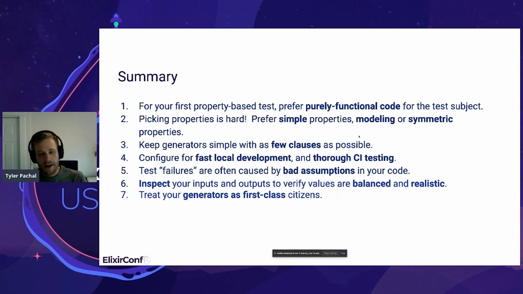Test failures are caused by bad assumptions. Yes, that's definitely true. 6 and 7 are kind of the same, but treat your generators as first-class citizens. Make sure you're looking at the values they're actually generating, and then also look at the values that the function you're testing is actually returning.